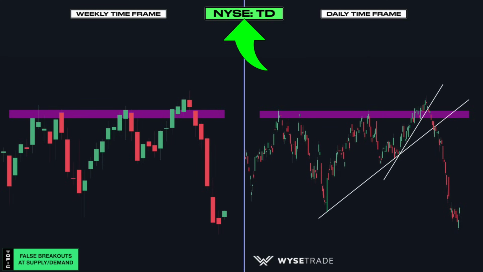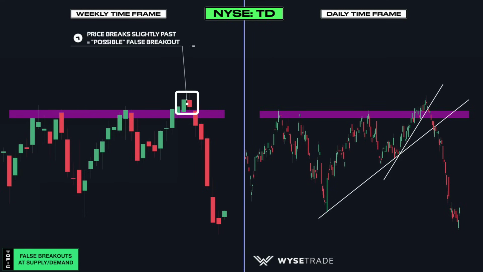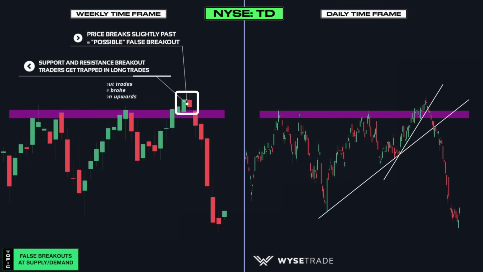This is the TD Bank stock. On the left is the weekly time frame, and on the right is the daily time frame. These reversal points here give you a key supply zone. As price comes back up, notice how price breaks slightly past the zone. Now, support and resistance breakout traders would have been trapped as they all took long breakout trades, assuming that since price broke through, it will continue on upwards.